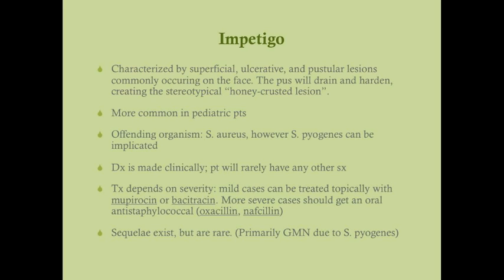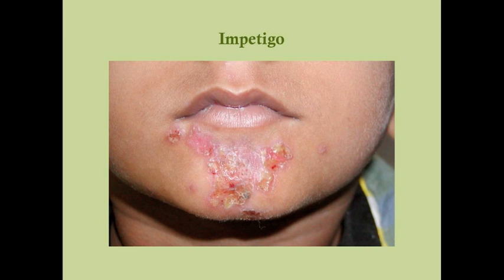Now there are sequelae that can exist from impetigo, but provided that we treat the impetigo, it's pretty rare. So the primary sequelae that comes out of impetigo would be glomerulonephritis, and that's if it's caused by strep pyogenes. But this is rare enough to the point where it's not significant for the USMLE as far as impetigo is concerned. So here's another patient with impetigo, again, honey-crusted lesions.